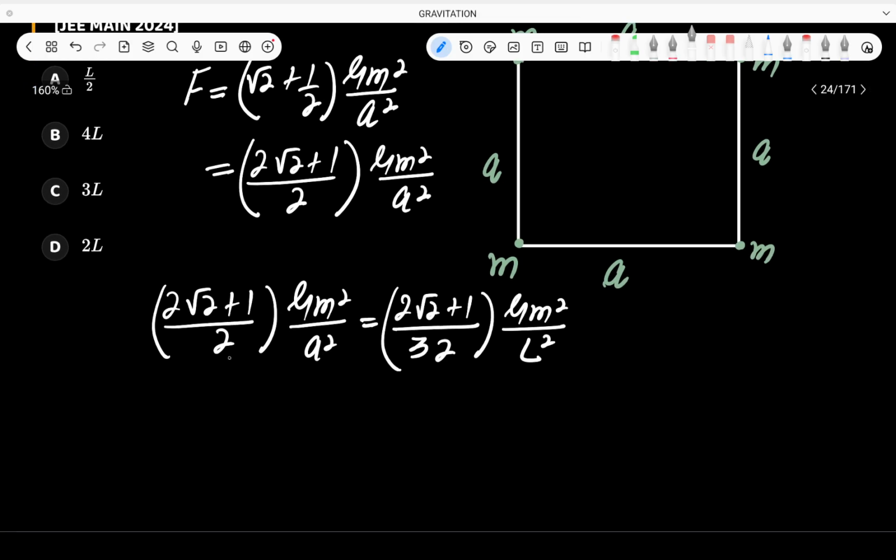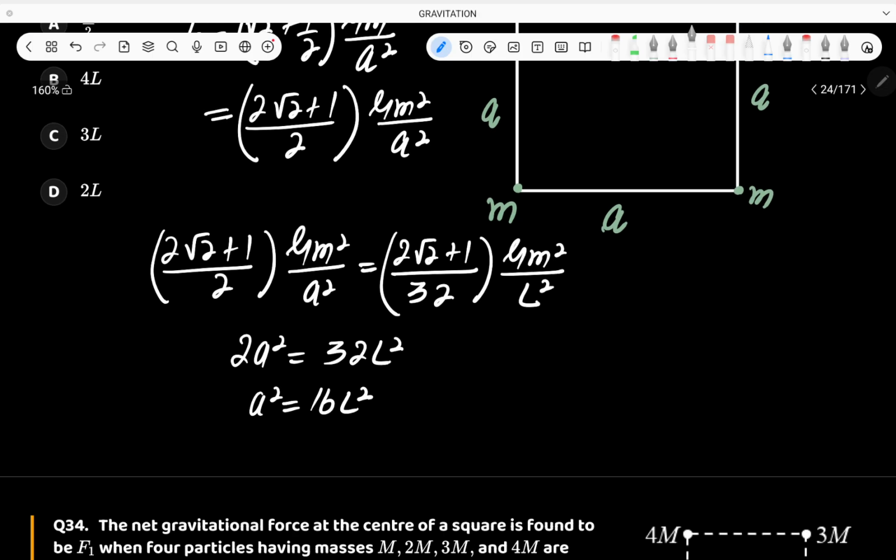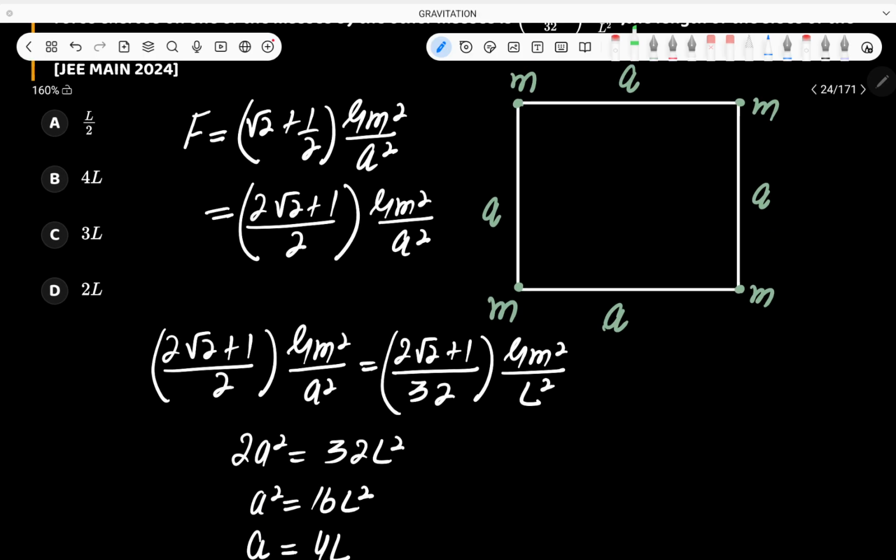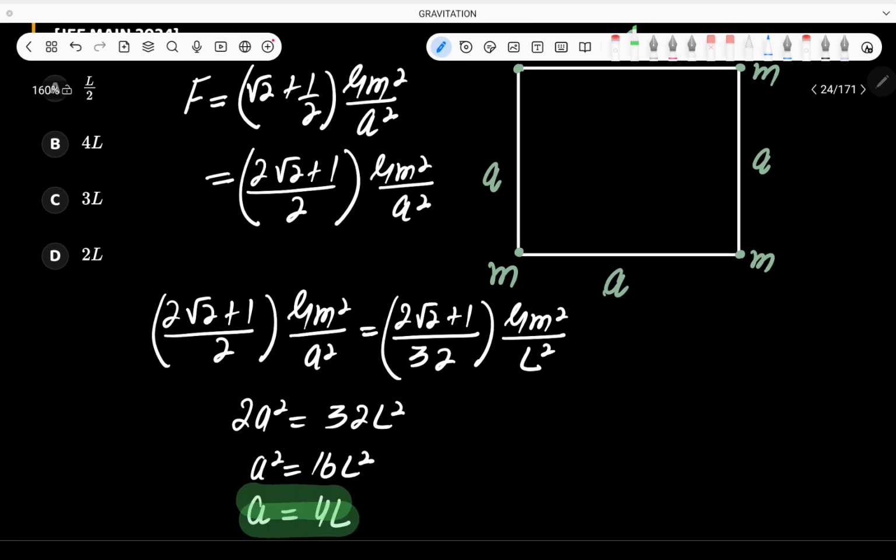So straight away what I can write down is that this 2A square is equal to this 32L square, because this 2√2 + 1 is equal to this 2√2 + 1, and the G m square is equal to this G m square. So on comparison we can easily write down that twice A square is equal to 32L square. 2 1 2 16, so A square comes out to be 16L square, which in turn implies that finally A comes out to be 4 into L. So this is the answer to this question.